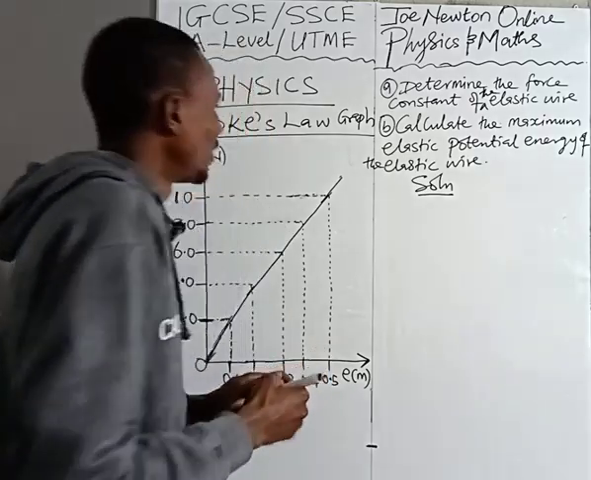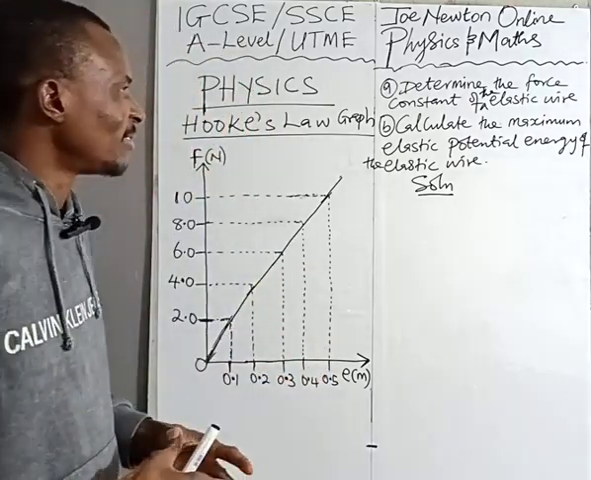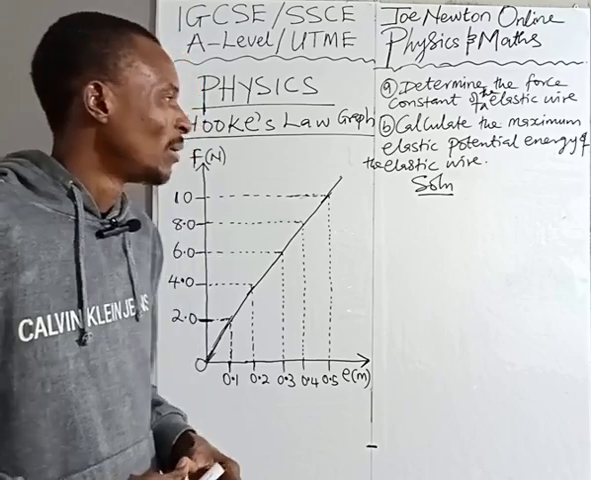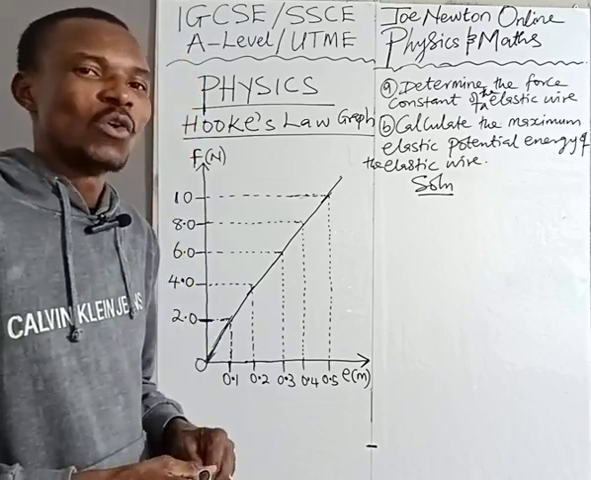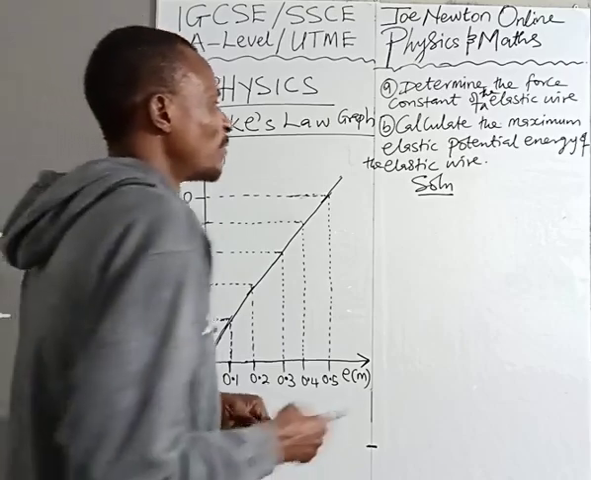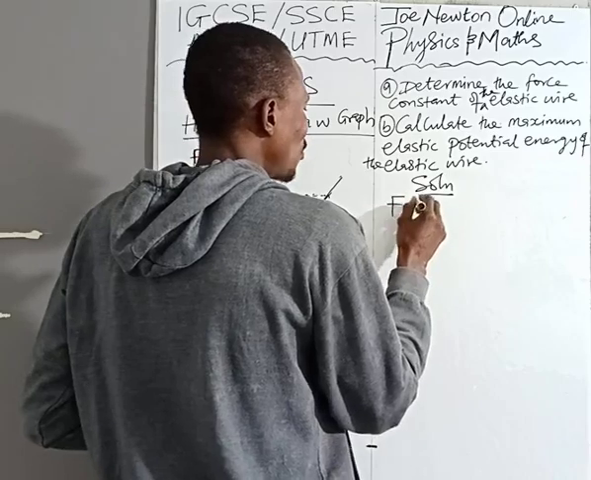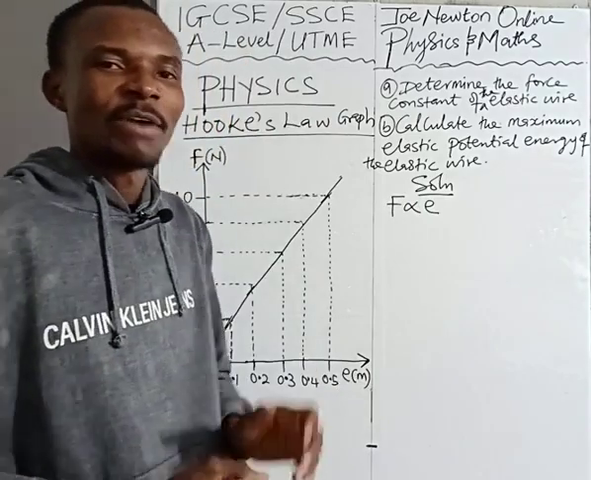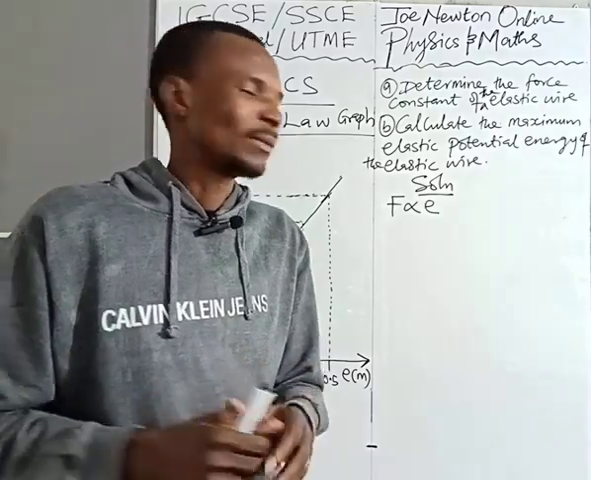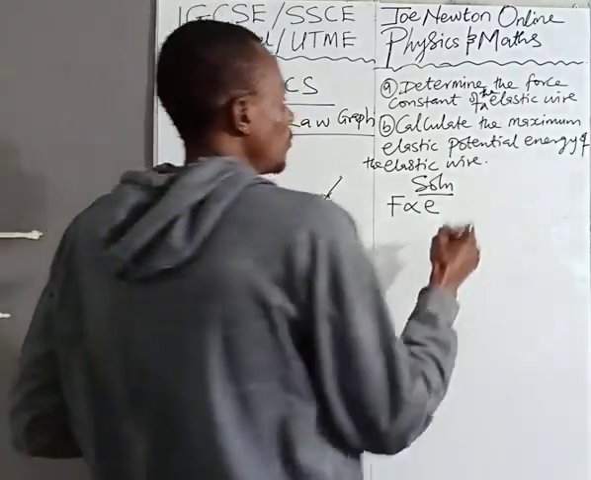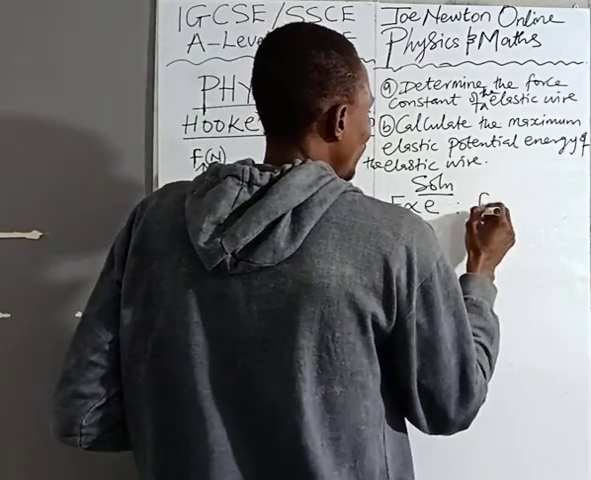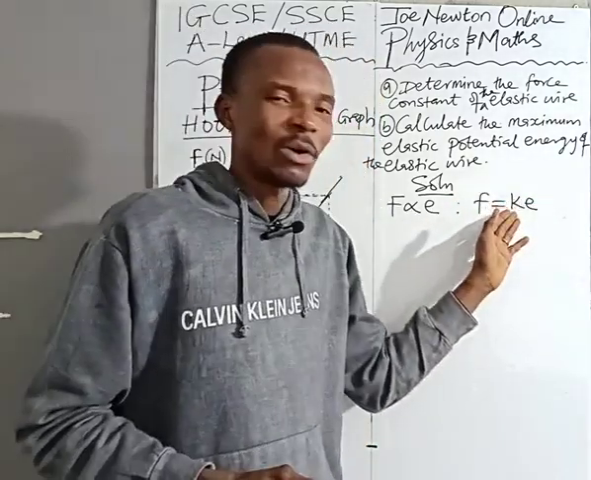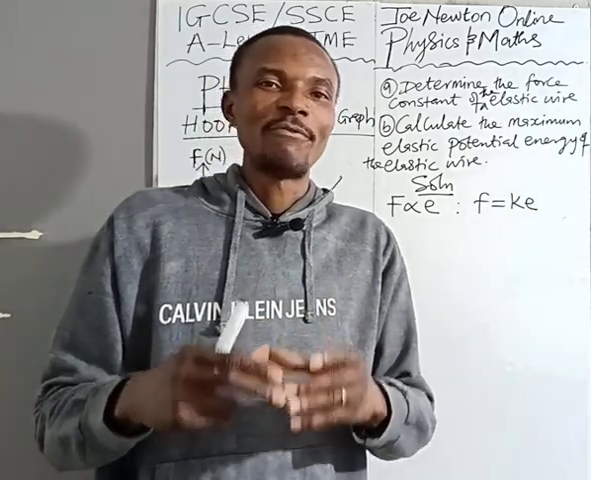Solution. The first thing we are going to do here is this. In order to find the elastic constant or the force constant of the material, we recall Hooke's law equation. Of course, Hooke's law says that force is directly proportional to extension, provided that the elastic limit is not exceeded. Now, by this, we have that F is equal to K E, which means K is the elastic constant of the material or the force constant of the wire.